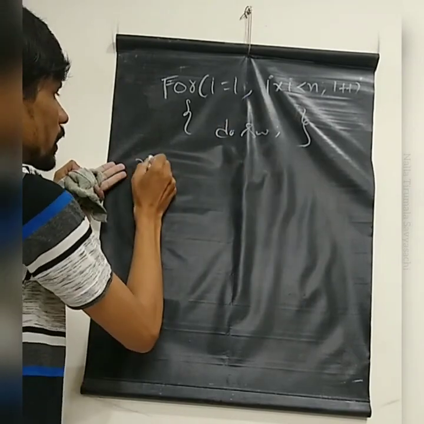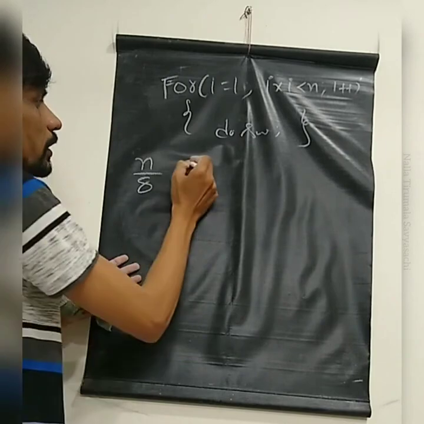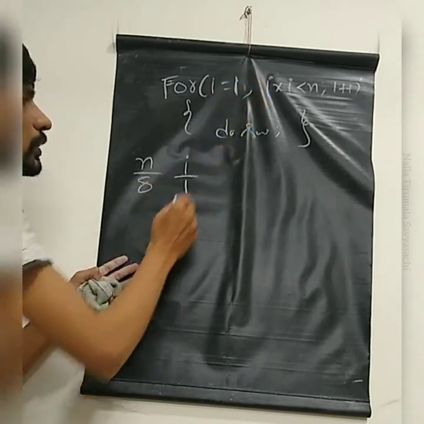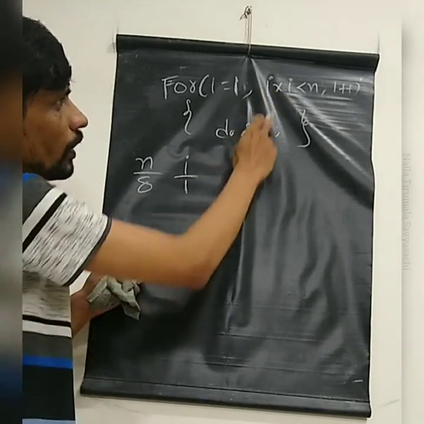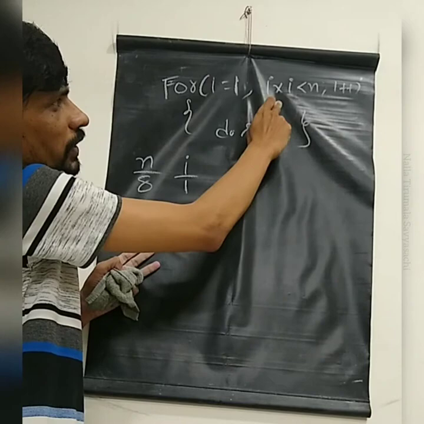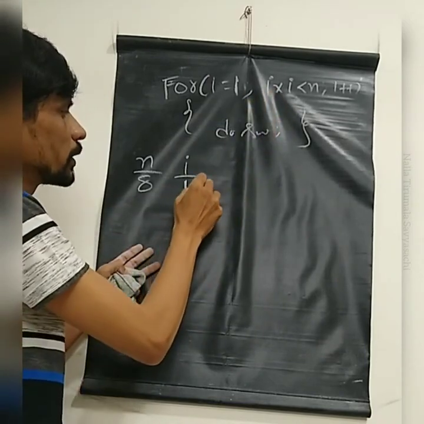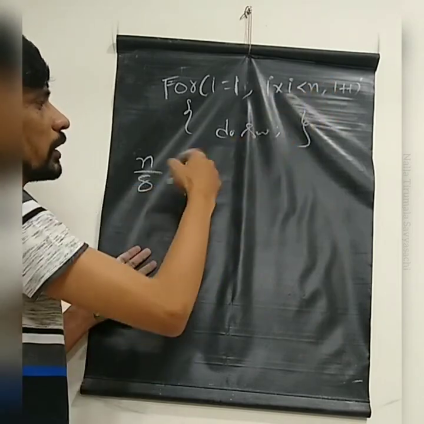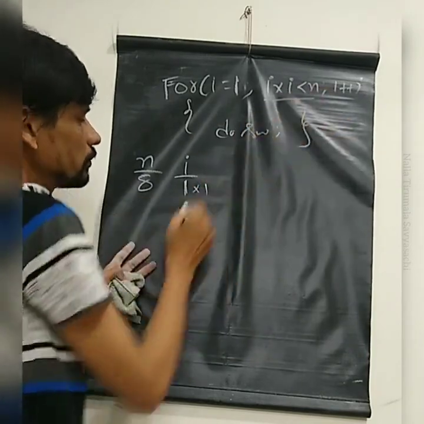Let's imagine my n is 8. So what will be my i? Initially, my i value is 1, right? After that, what will happen? What exactly is it doing here? i multiplied by i, right? That means 1 multiplied by 1. After that, i gets incremented, and what will be the i value now? 2.